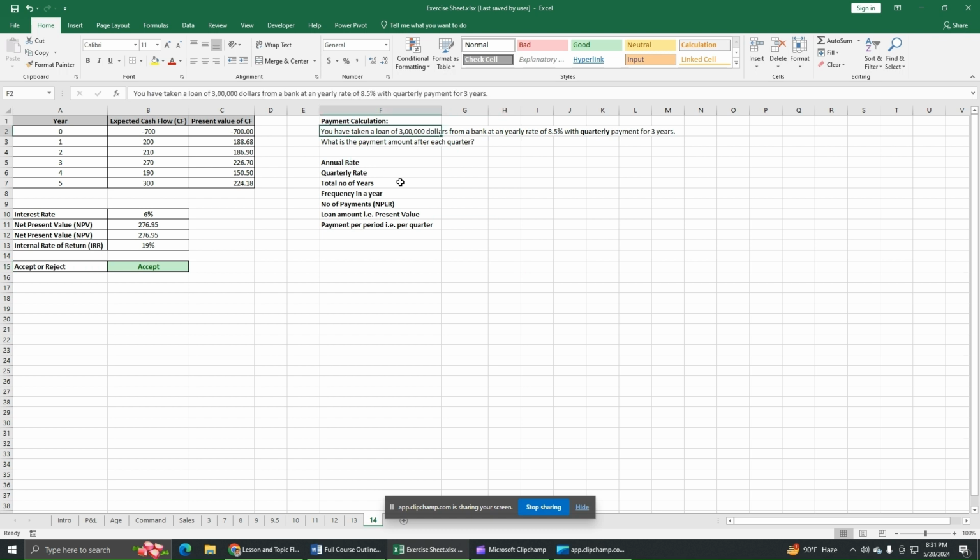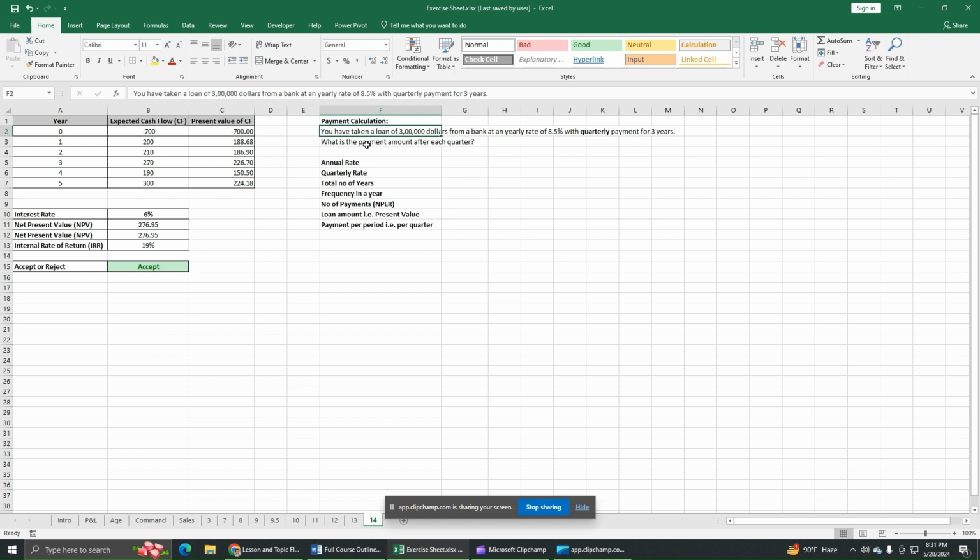So first, let's understand the question. The loan that you have taken from the bank is $300,000, and you have to give 8.5% interest, and this is the annual interest rate. But you have to pay the installment quarterly, that is in every 3 months. So there are 4 quarters in a year, so you have to pay 4 times in a year, and you have to pay this entire amount along with the interest in 3 years. The loan time is 3 years.